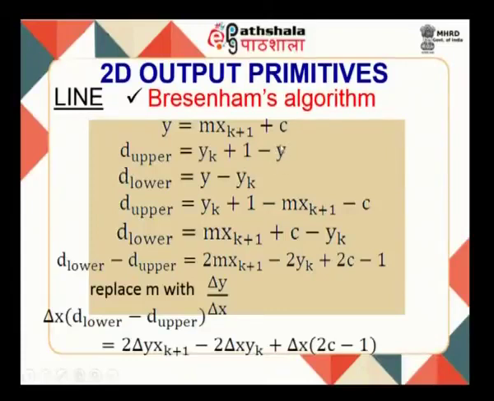So, for y you substitute this equation, m into xk plus 1 plus c. So, yk plus 1 minus m into xk plus 1 minus c. So, because it is yk plus 1 minus y, these two terms become minus, and d lower similarly is y minus yk. For y substitute this relation here above, which is m into xk plus 1 plus c. So, m into xk plus 1 plus c minus yk, and we are now taking the difference then to compare the d lower and the d upper.